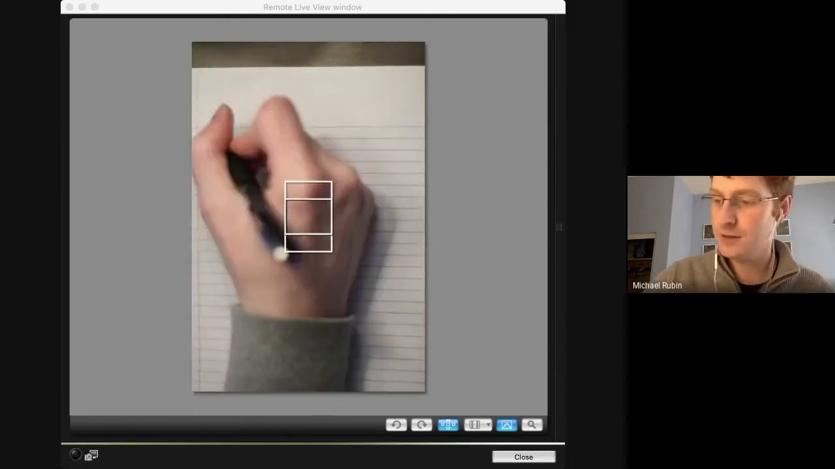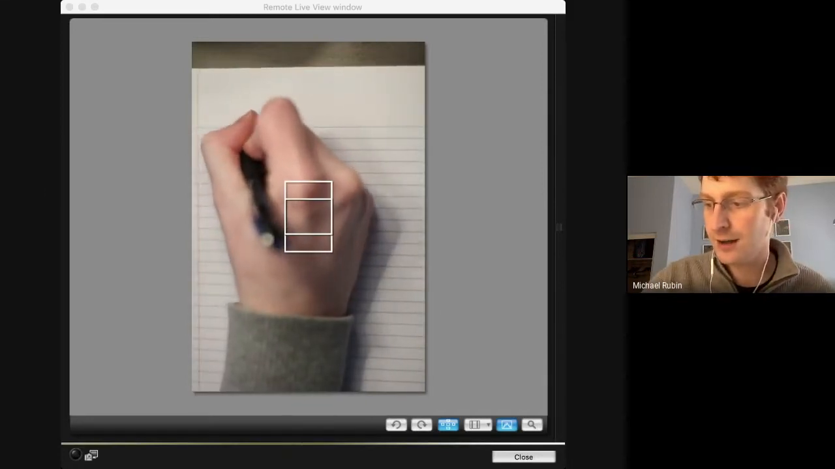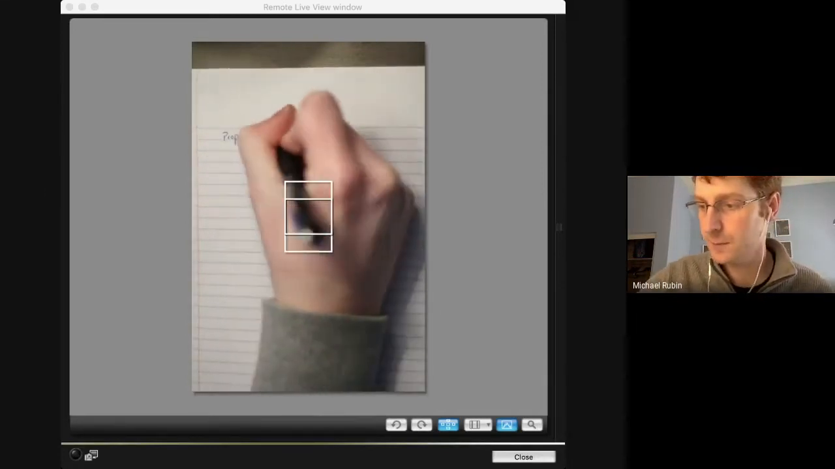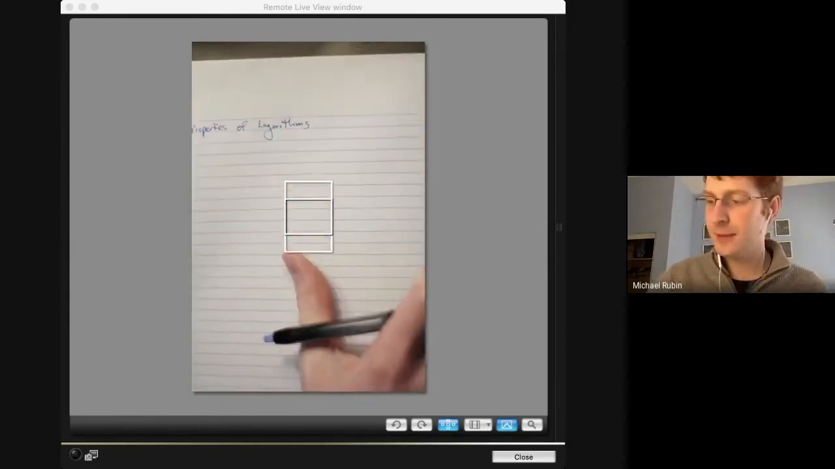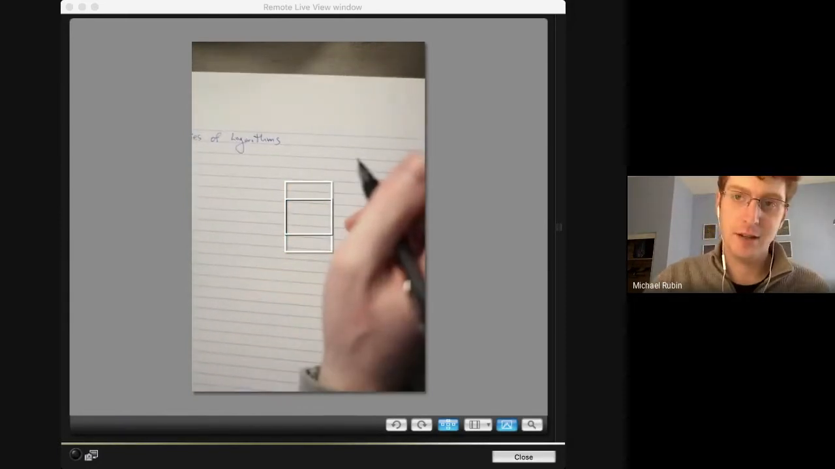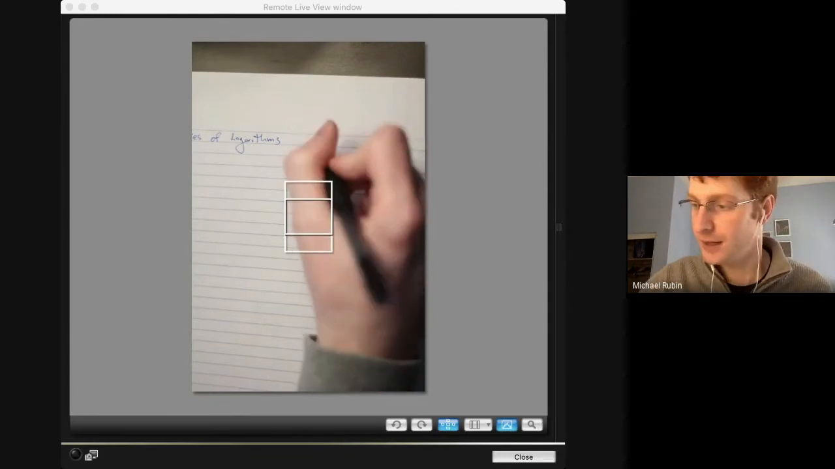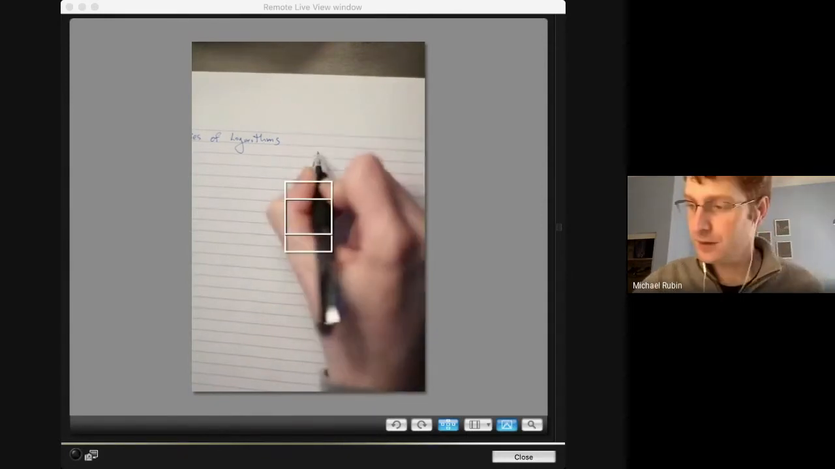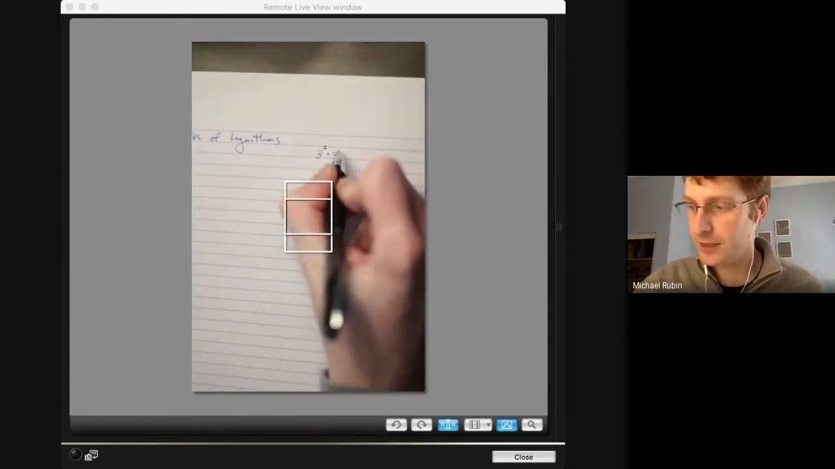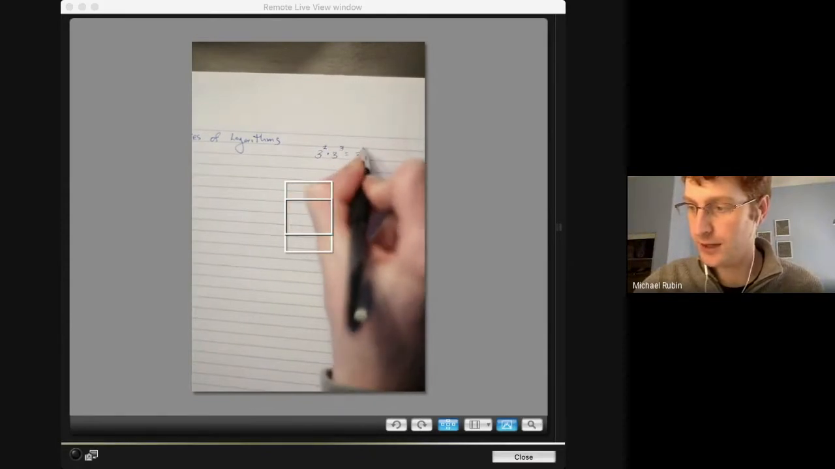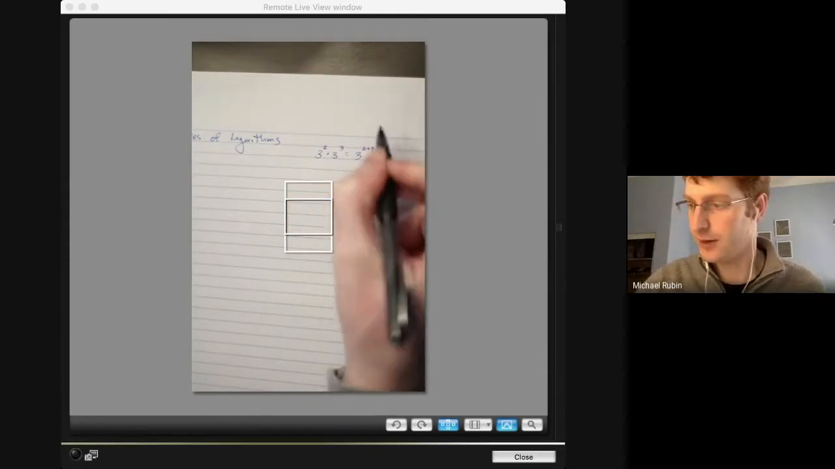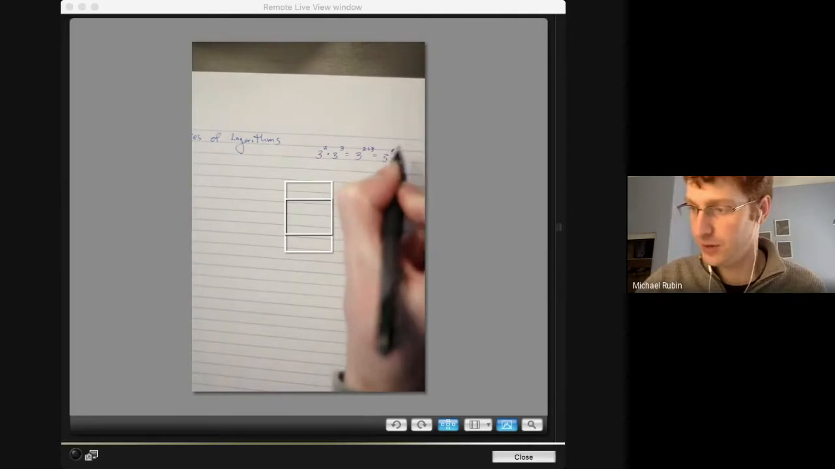The properties of logarithms are kind of like the properties of exponents. For example, we know the product of powers property of exponents, where if we have 3 squared times 3 cubed, that's equal to 3 to the 2 plus 3, so 3 to the 5th, where you add the exponents.